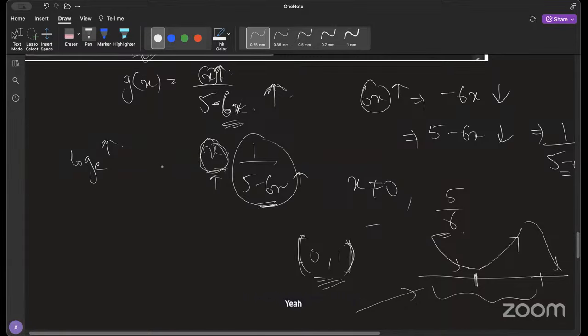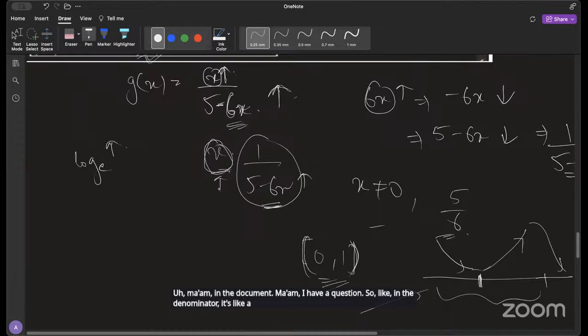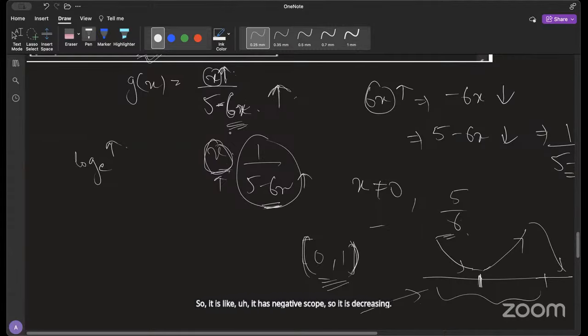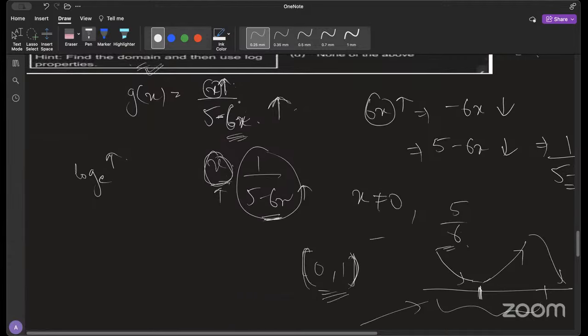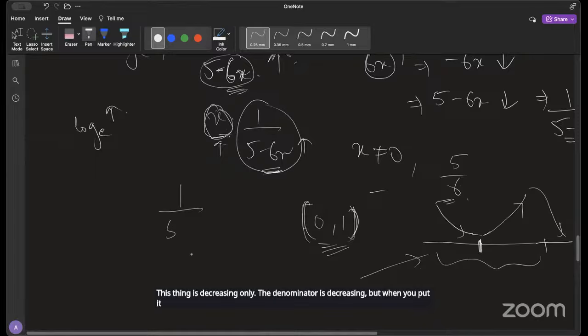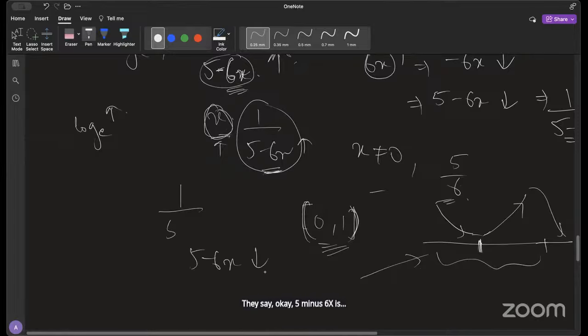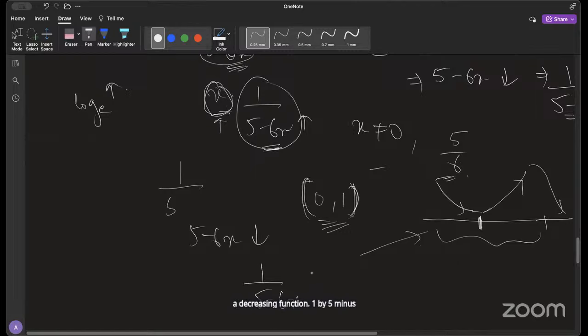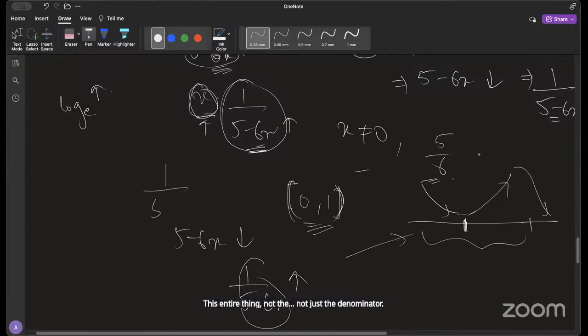Ma'am, I have a question. In the denominator, it's a linear function, right? 5 minus 6x. It has a negative slope, so it is decreasing. So how can we say that it is an increasing function? This thing is decreasing only. The denominator is decreasing, but when you put it this way, 5 minus 6x is a decreasing function, 1 by 5 minus 6x is increasing. This function is increasing. Okay, got it. This entire thing, not just the denominator. Written it here, right?